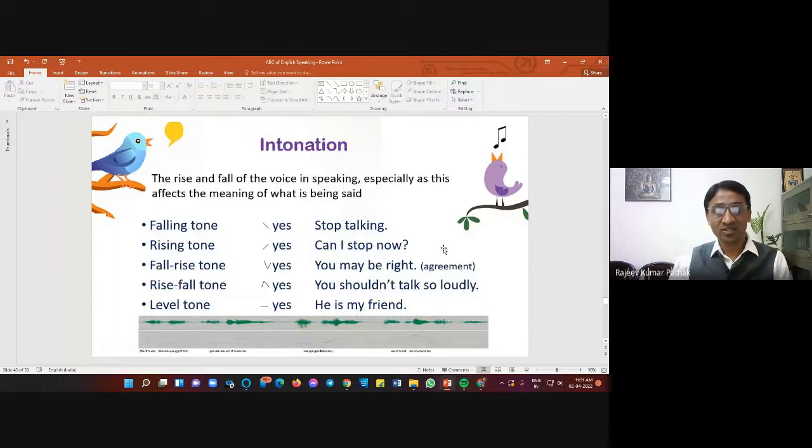Now, there is something called intonation. Intonation is the rise and fall of a voice in speaking, especially as this affects the meaning of what is being said. When we speak, we do not speak in a flat tone the way we speak in most North Indian languages or even Hindi. When we speak in English, we have a fall and rise of the tone, and this is termed intonation. Intonation has 5 tone patterns.